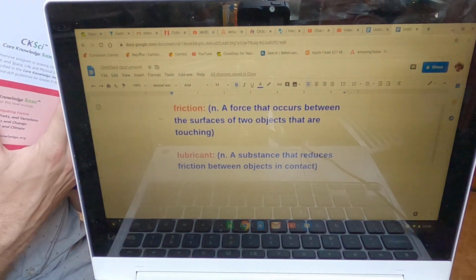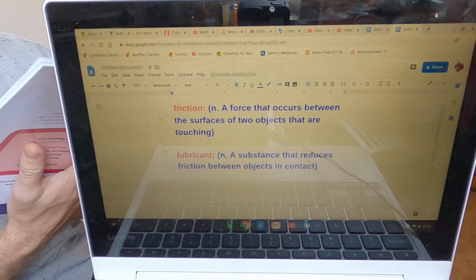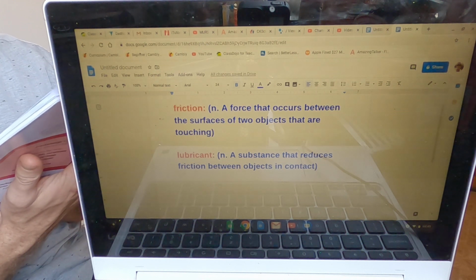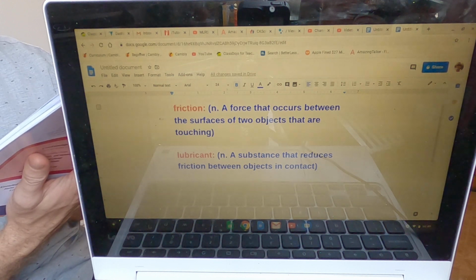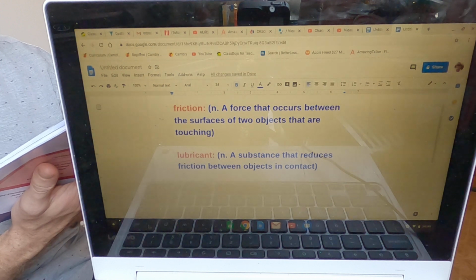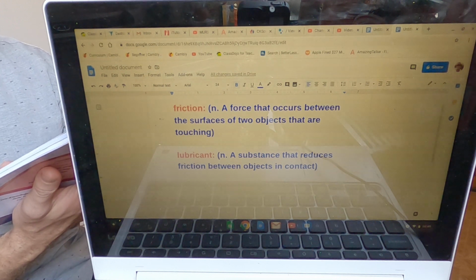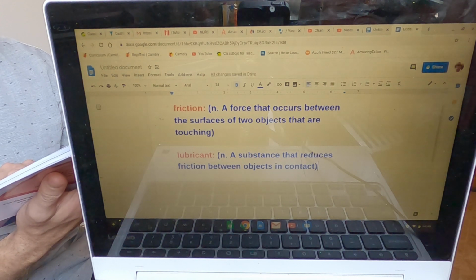All right, go ahead and pull out two more index cards, and these are your next two vocabulary words. The first word is friction, noun, a force that occurs between the surfaces of two objects that are touching. What do you think friction means based on the demonstration of the ramps, affirming correct explanations and adjusting misconceptions?